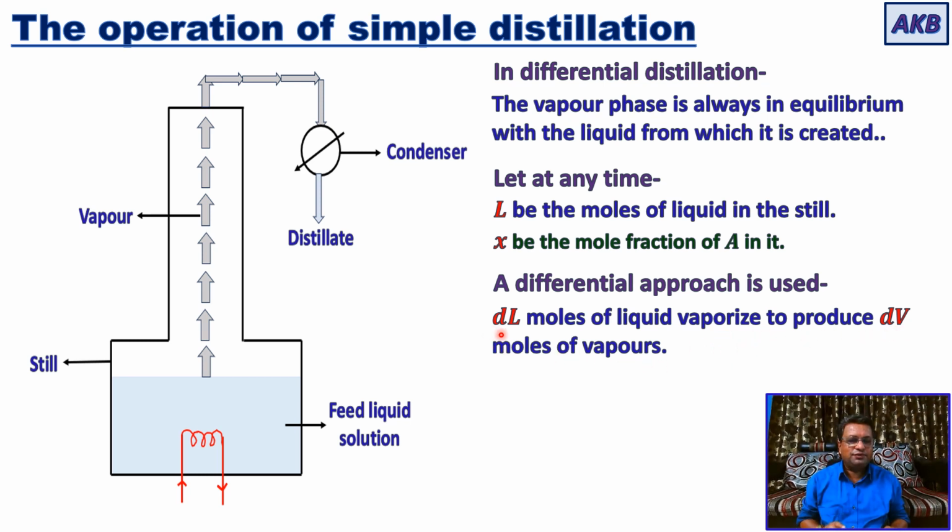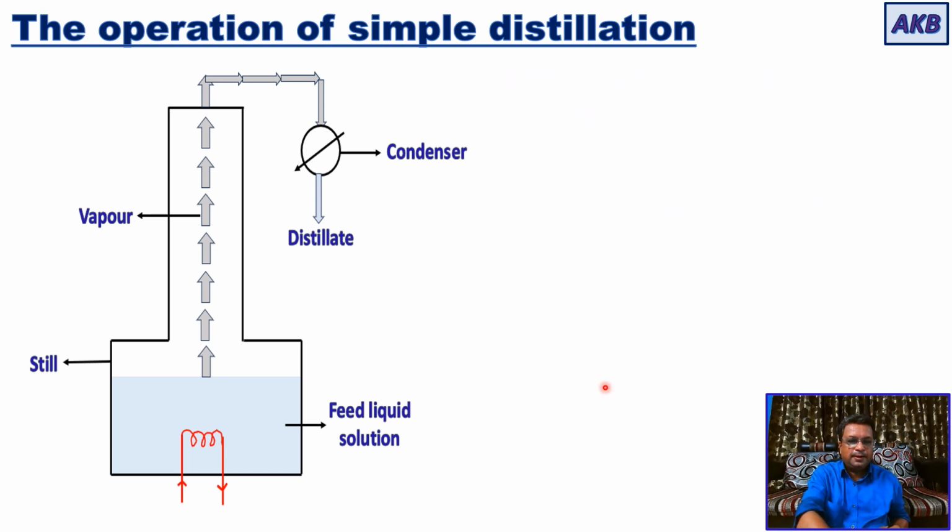Simple thing. You have a differential amount of liquid. Let that differential amount be dL. It is vaporizing to produce a differential amount of vapors. Let those moles be represented by dV. And let y be the mole fraction of A in the resulting vapors, the more volatile component.